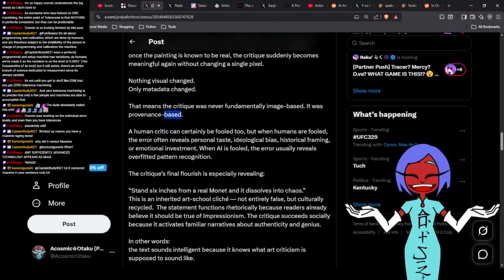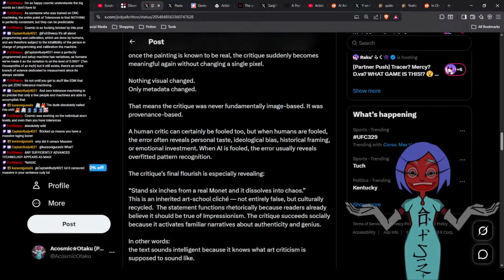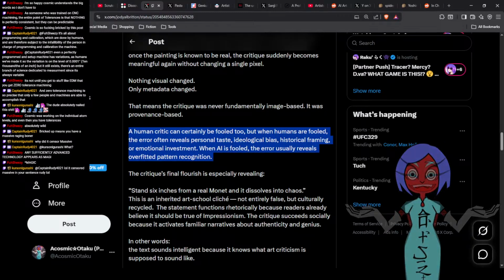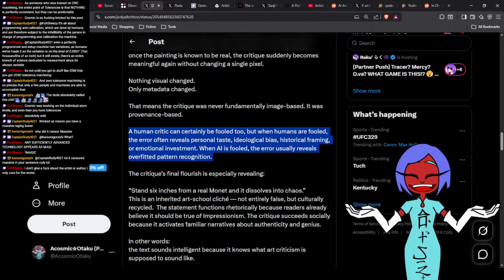That means the critique was never fundamentally image-based. It was provenance-based. Moreover, I would say it was never based in reality. Right? It was always based in perception. So, a human critic can certainly be fooled too, but when humans are fooled, the error often reveals personal taste, ideological bias, historical framing, or emotional investment. When AI is fooled, the error usually reveals overfitted pattern recognition.